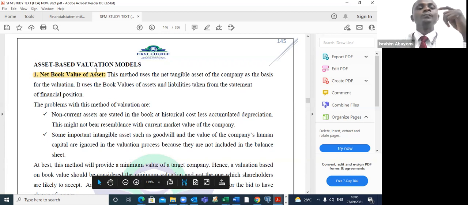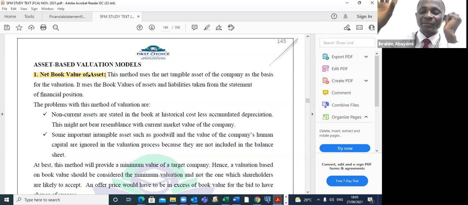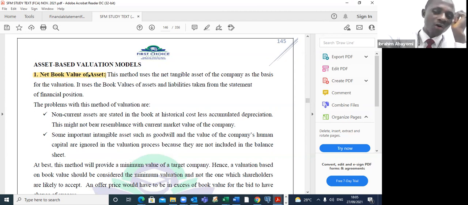Now, where do you get net book value of assets? That is, where do you get your carrying amount? Your carrying amount of assets is stated in the statement of financial position. Do you understand? So if you're going to compute market value based on carrying amount or net book value, just go to the statement of financial position and add all the assets together. That is the market value of the company.